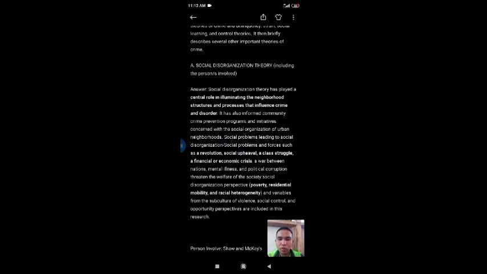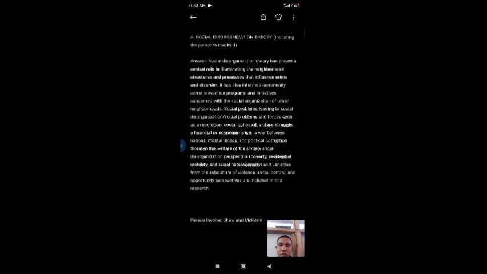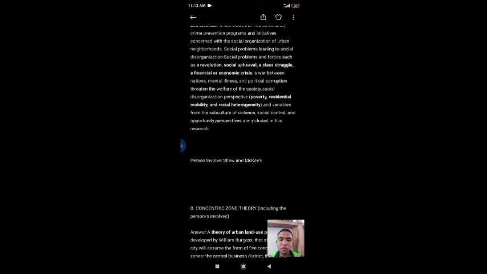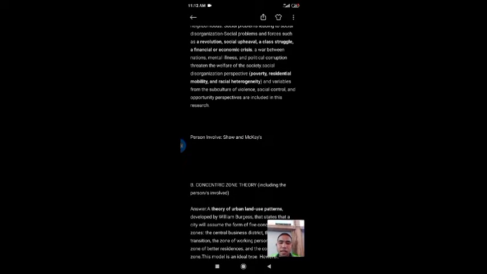Social problems and forces such as a revolution, social upheaval, a class struggle, a financial or economic crisis, a war between nations, mental illness, and political corruption threaten the welfare of society. In the social disorganization perspective, poverty, residential mobility, and racial heterogeneity, and variables from the subcultures of violence, social control, and opportunity perspectives are included in this research. The people involved in this one are Shaw and McKay.